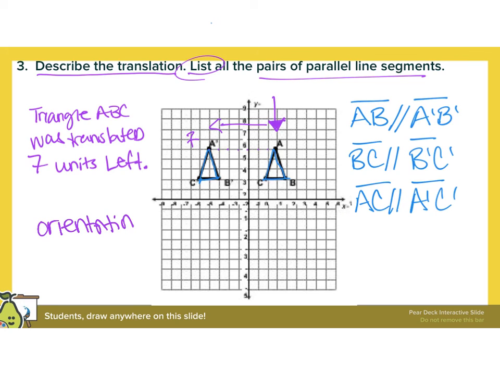Orientation is preserved when translating. So just the location is changing. Nothing else is changing.